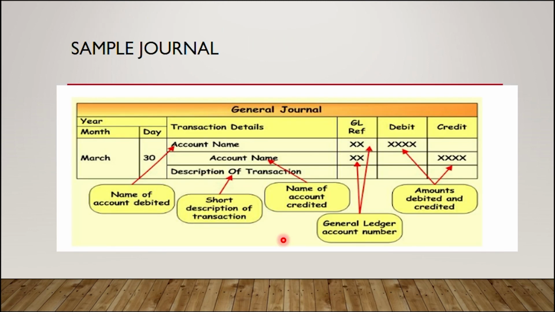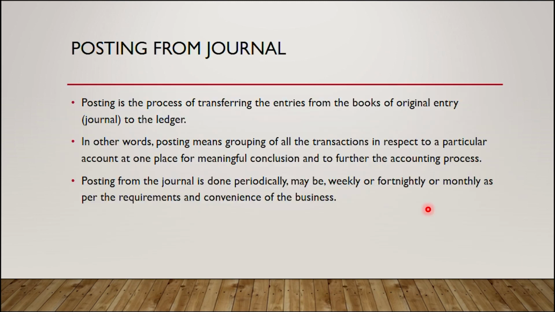So this is a journal entry sample, how a journal entry looks, and what information it gives. This is the date of the transaction. Here we have the name of the account that is debited. The account that is debited is always written on the top. Then the name of the account credited is written under this, and under this there is a description of the transaction. This is the general ledger account number, debit amount and credit amount. So this is a sample of a normal journal entry.